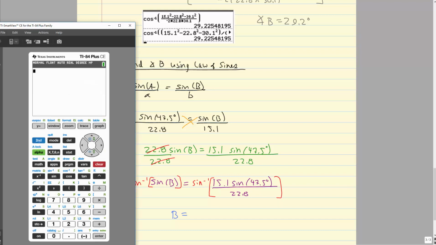So I'm going to do inverse sine, second inverse sine. I'm going to go ahead and use my fraction key. So I'll have 15.1 times the sine of 47.5 degrees. I'm in degree mode right here. I'm going to take that last parenthesis. No, I'll leave that on. And then over 22.8. Now I'll put in that last one.